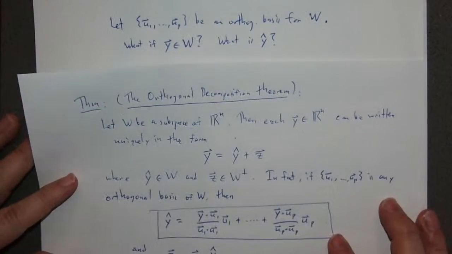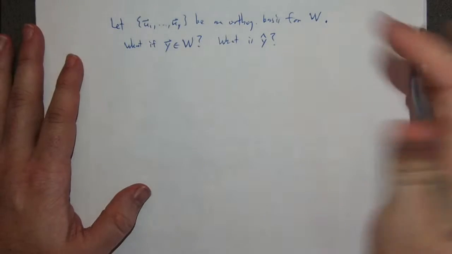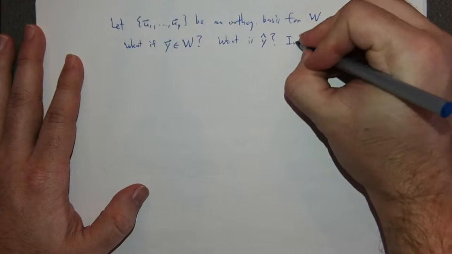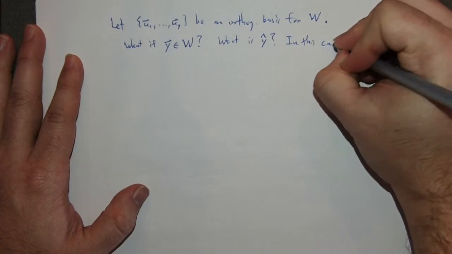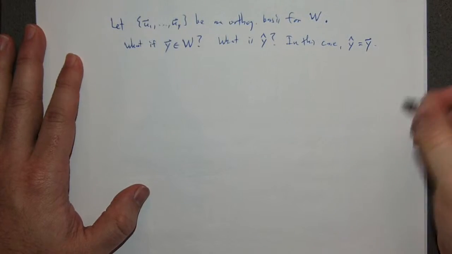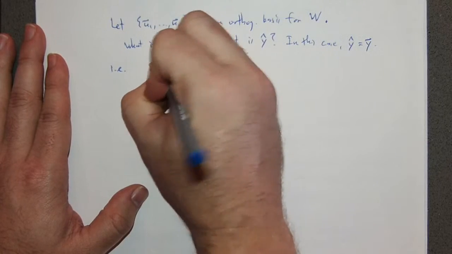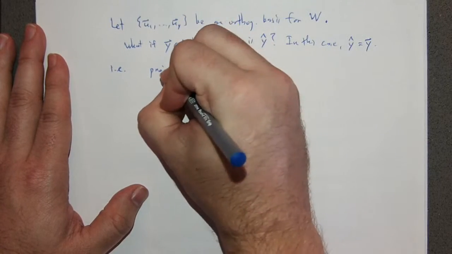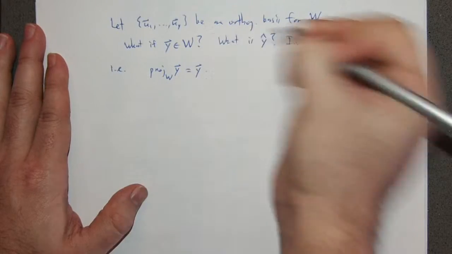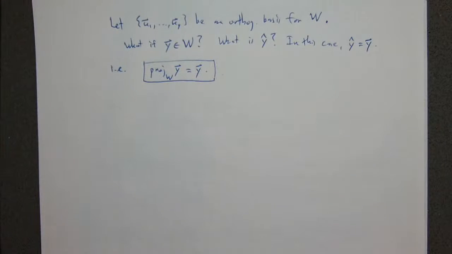Okay, so in the event that you have a vector that is already in W, y hat is equal to y. In this case, y hat is equal to y, i.e. the orthogonal projection of y onto W is just y. But intuitively, that is exactly what it should be.